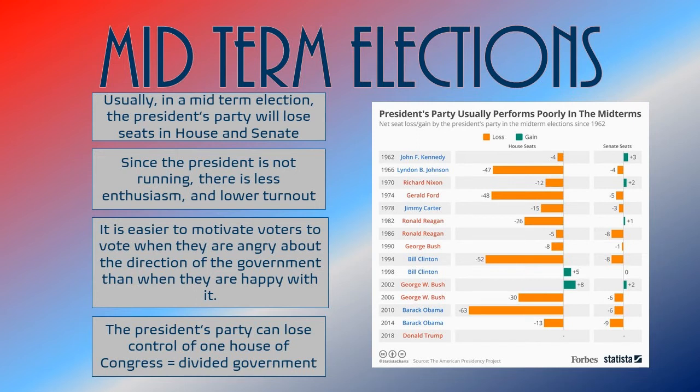It's a lot harder to get them to show up and vote, to keep the good things going. But voters who are angry show up and vote. So the president's party in a midterm election can often lose control of one or both houses of government. If we have the president from one party and part of Congress from another party, we call that divided government. And that means that it's going to be a lot more difficult for laws to get passed.